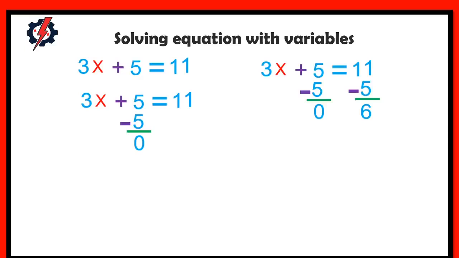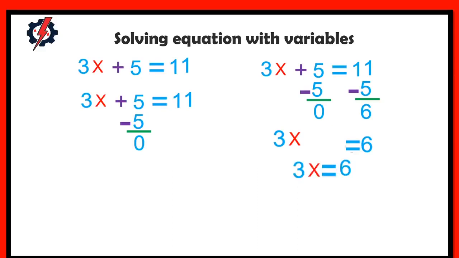Here's the important rule. Whatever you do on the left side, you're going to do also on the right side. If you subtract or add on the left side, we're going to subtract or add on the right side also. After that, we're going to bring down 3x. Since 5 minus 5 is 0, we're not going to bring down the 0. 11 minus 5 is 6. We're going to bring down 6.